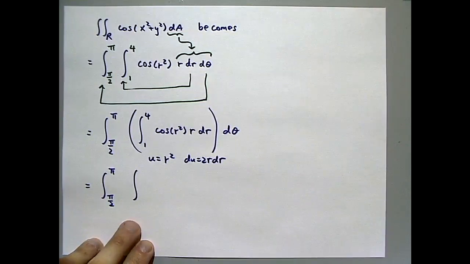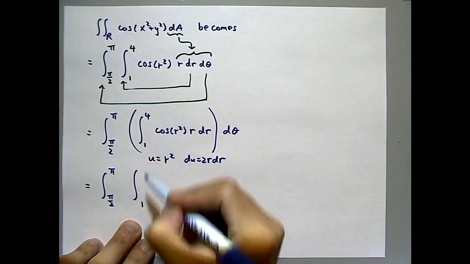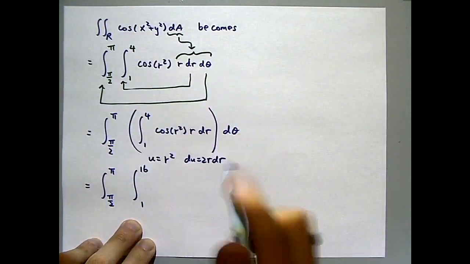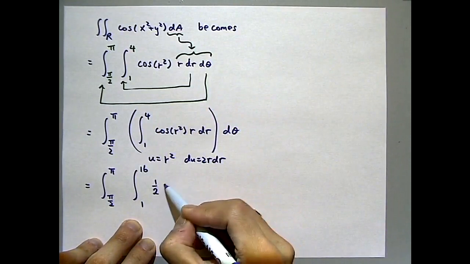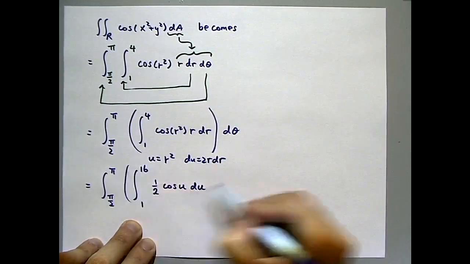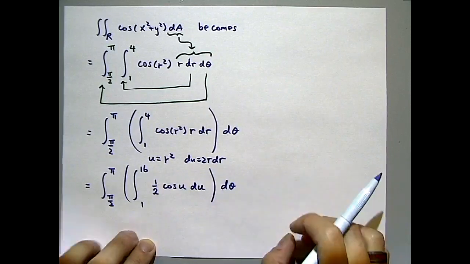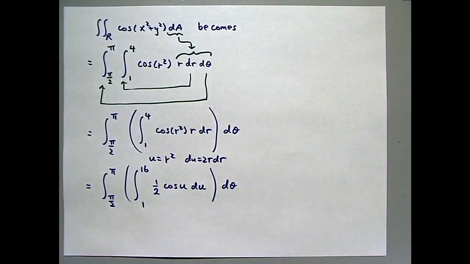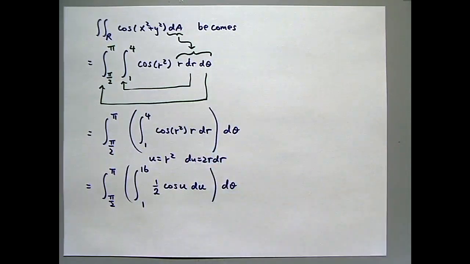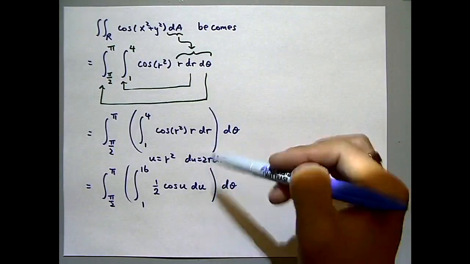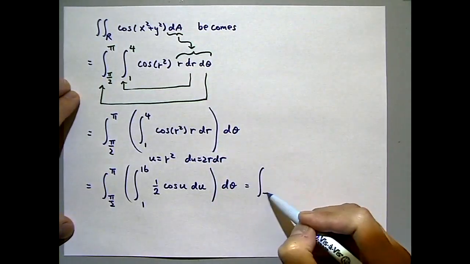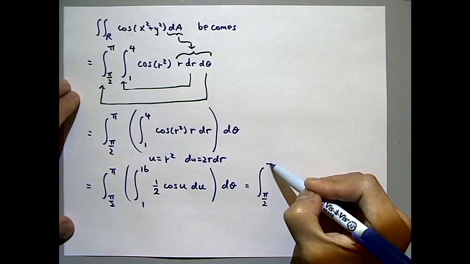So here, this will turn into 1 to 16. I'm also changing the bounds here as usual. And then this will be 1/2 cosine of u du. That happens first, and then d theta happens last. Again, you need to be comfortable with integrating things using substitution. Stuff like this should be very, very natural to you. If you're struggling with that, then you need to work on that.